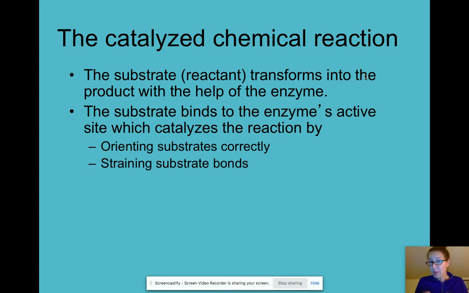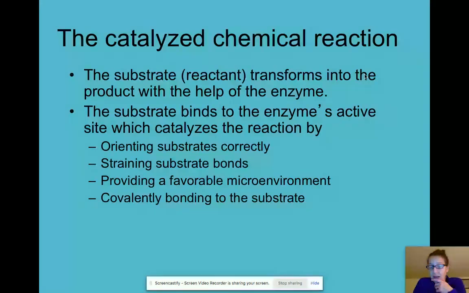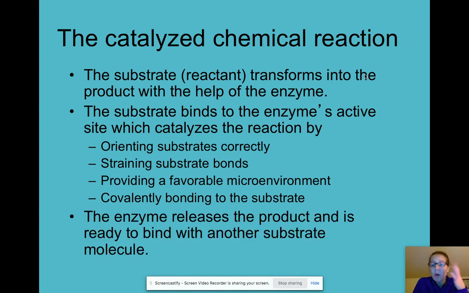So it's going to orient the substrates the way they need to be. If it's going to break something apart, it could be straining bonds within the substrate. So if it wants to break that sucrose apart into glucose and fructose, it can put some pressure on there. It's a favorable micro environment that can make sure that all of the pieces are necessary for the metabolic reaction to occur. And it's usually covalently bonding to the substrate at that point, so it can really move things around. Once it's done, the enzyme will release the product, and then it can actually be used again. It goes back to its original shape, and then another substrate can come in.